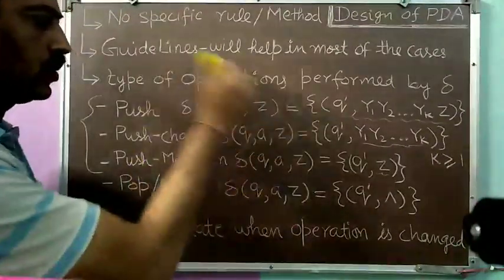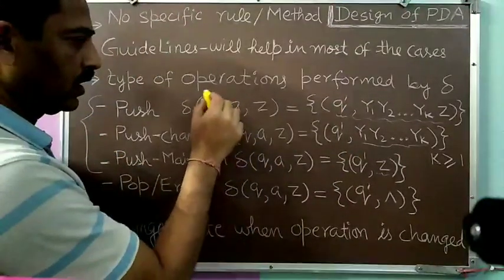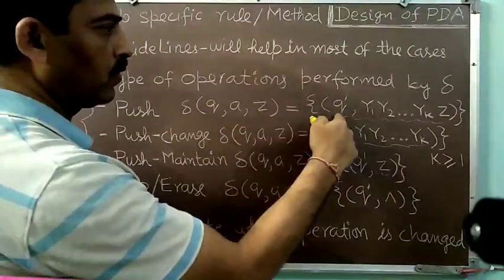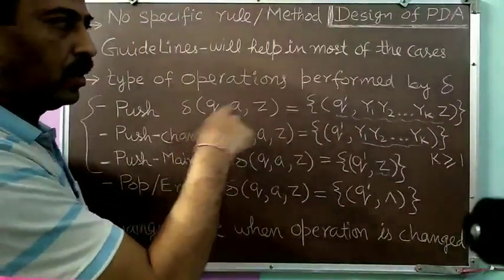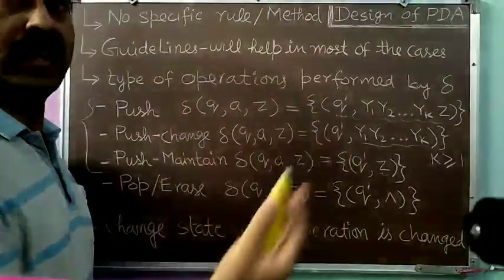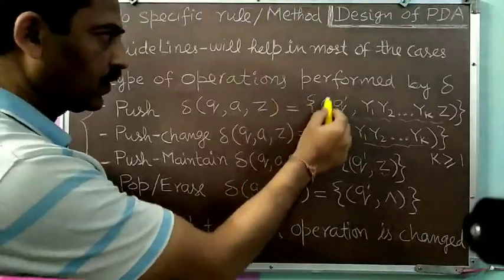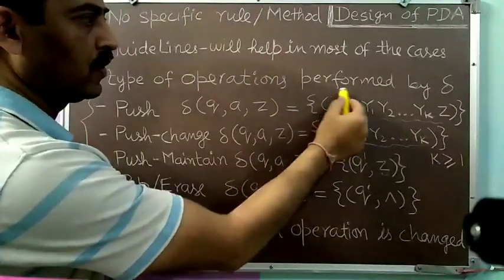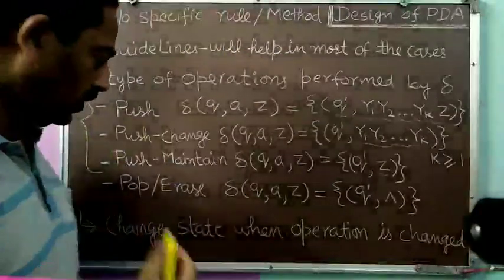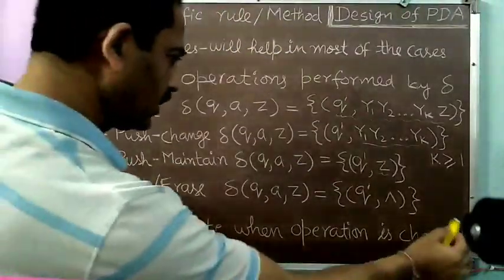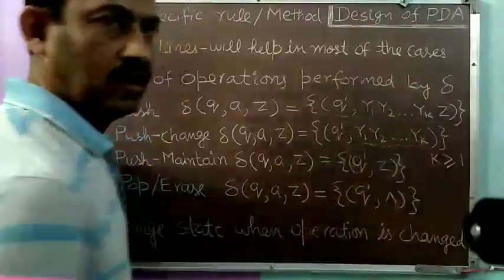Now on the basis of these operations, one question is about this q'. We are in a state q and we are moving to the state q'. This q' may be the same state, or it may be a different state from capital Q. So in what situations should we change this state, and in what situations should we not? It can be governed by this guideline: change the state when the operation is changed.